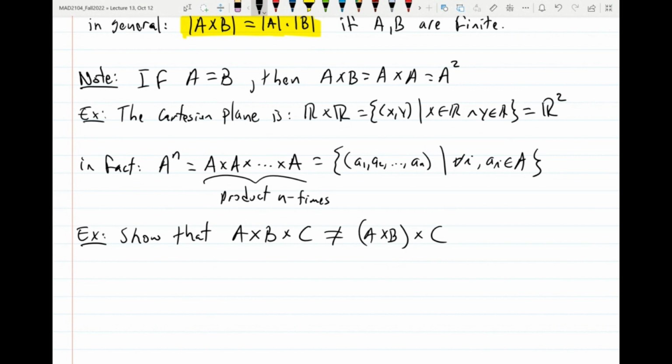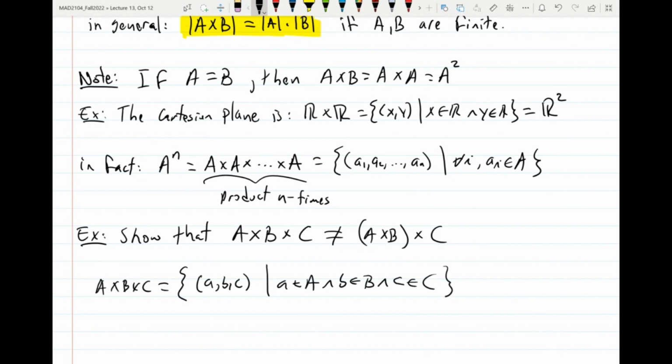And indeed, how do elements here look like? How do elements in the set A cross B cross C look like? They are triples, right? They are triples (a, b, c), where a is in A, b is in B, and c is in capital C. Those are the elements, they are triples in particular.